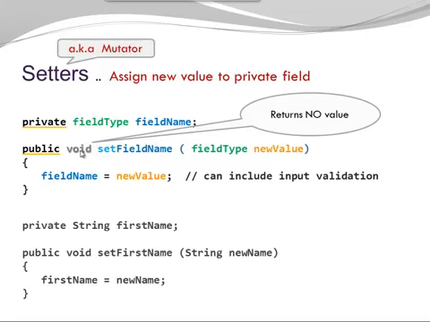So here is an example. I have a private string first name. This is my variable. And I have a setter that allows me to change the first name with a new name. So here is my new name. This is the new value that is going to be assigned to the field first name. Also notice the parameter type needs to match the field type. And here I have void, so my setter is not returning any value.